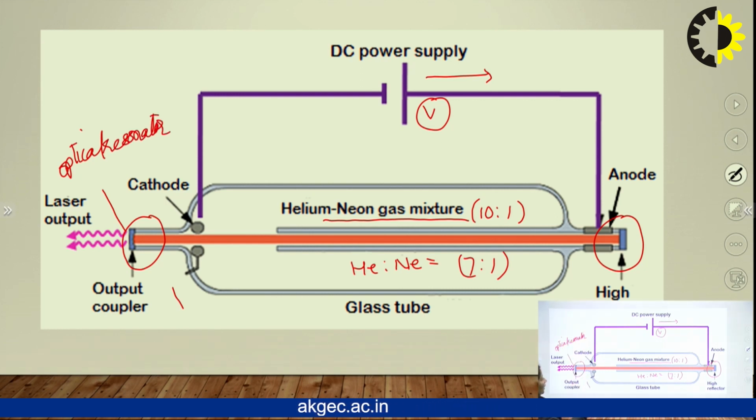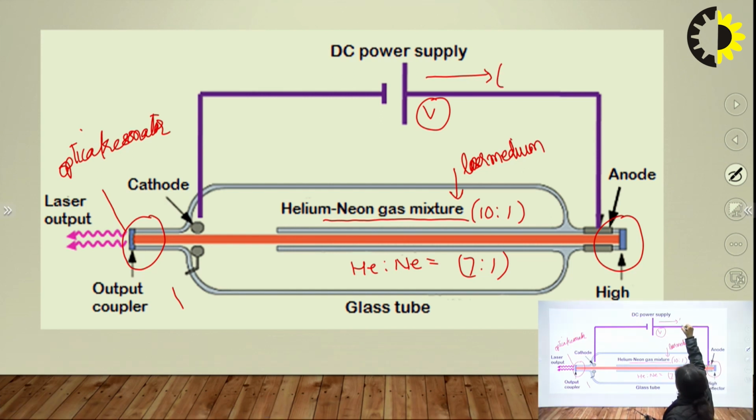This is the active medium or the laser medium. We can write this as the laser medium, and this we can write as the pump source or the energy source. So, these are the main parts of the laser, how they are categorized. Now, we will discuss how the working is going on.